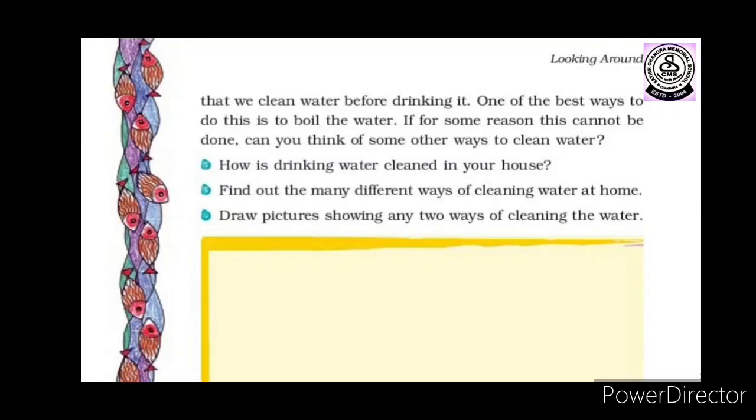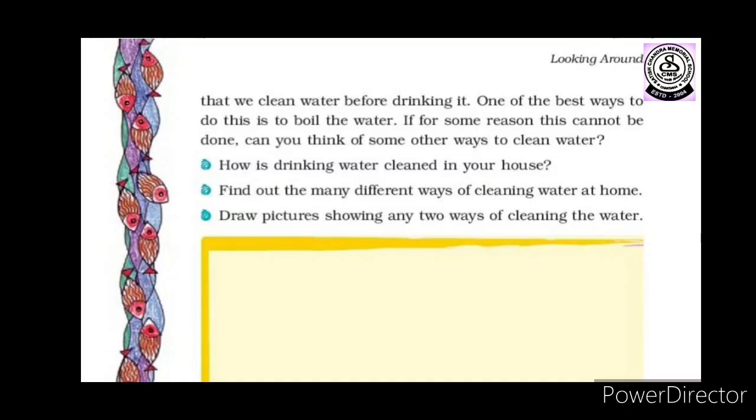Okay, and one of the best ways to do this is to boil the water. So how can we clean the water? The best and the easy way which we can do is to boil the water. When you boil the water, all the germs, bacteria, whatever is present in it, are almost killed and the water becomes pure. So this is the very easiest way to clean the water.